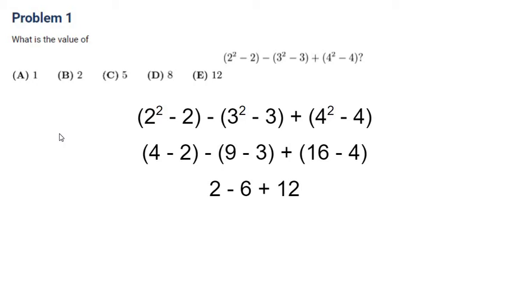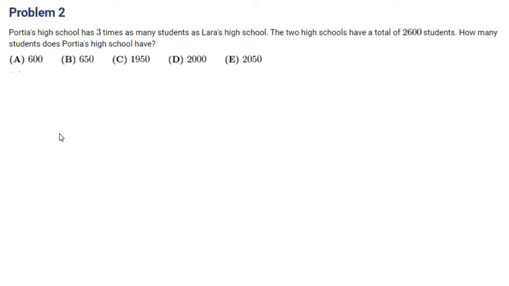Now this is a simple expression we can solve from going from left to right. And 2 minus 6 equals negative 4, and negative 4 plus 12 equals 8. So the answer is D. Let's go on to problem 2.